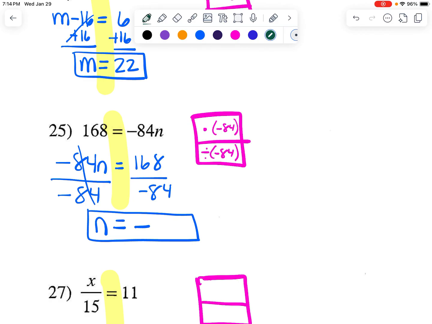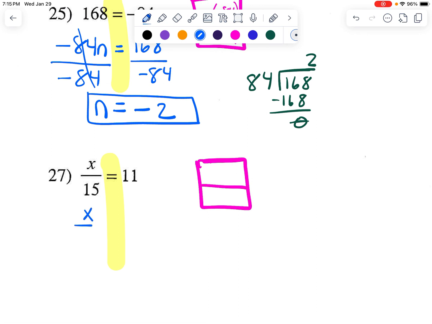Now we need to do a little side calc. How many times is 84 divided into 168? Oh, what? That goes in twice. That was easy. So my answer is negative 2.